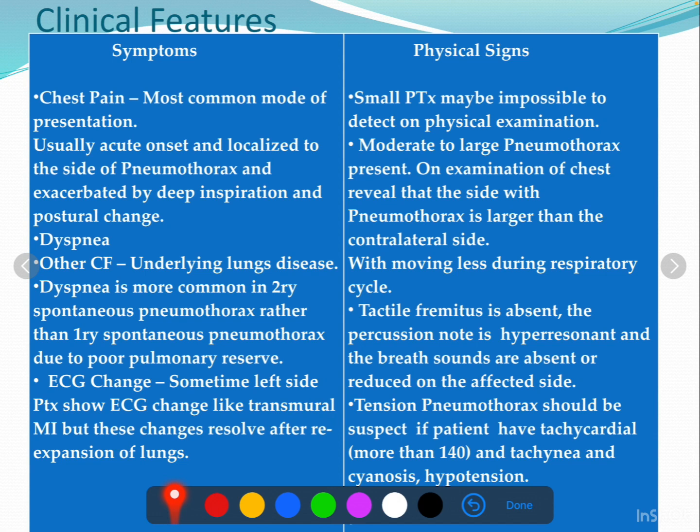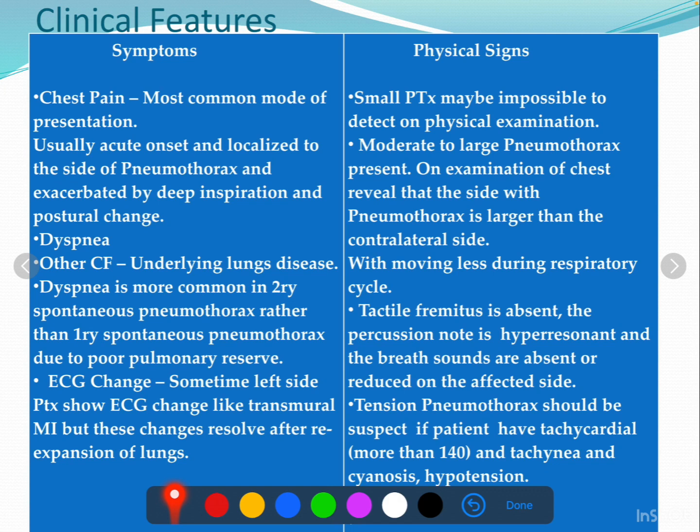Then comes physical signs. They are telling that a small pneumothorax may be impossible to detect on physical examination. So there is no importance of physical signs in small pneumothorax. And they are telling that in moderate to large pneumothorax, if it is present, then examination of the chest reveals that the side with pneumothorax is larger than the contralateral side, with less movement during the respiratory cycle. Then tactile fremitus will be absent and the percussion note is hyperresonant and the breath sound will be absent or reduced on the affected side. Very, very important.